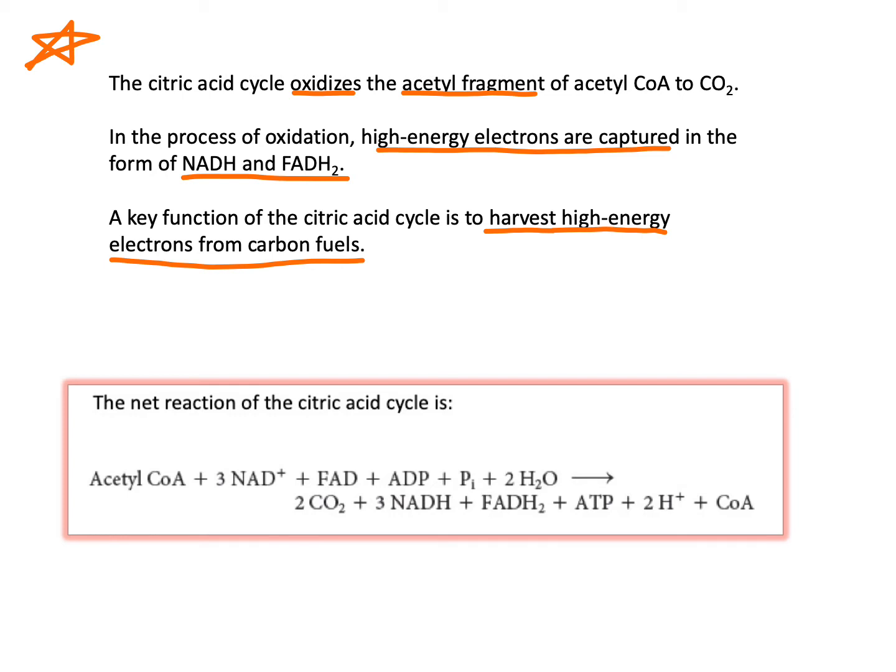The citric acid cycle oxidizes the acetyl fragment of the acetyl-CoA to carbon dioxide. It's a complete combustion. In the process of this oxidation, high energy electrons are captured in the form of NADH and FADH2. The key function of the citric acid cycle is to harvest these high energy electrons from the carbon fuels. This is the total net reaction of the citric acid cycle.